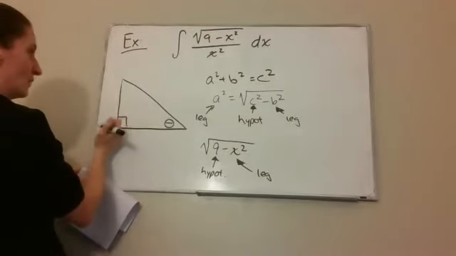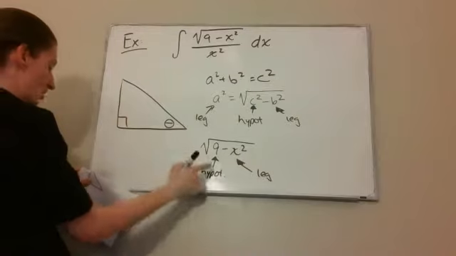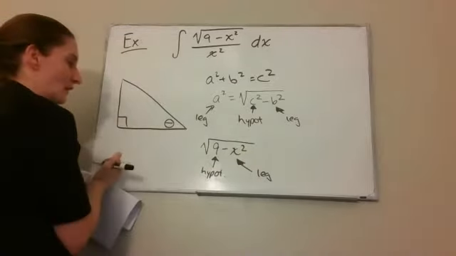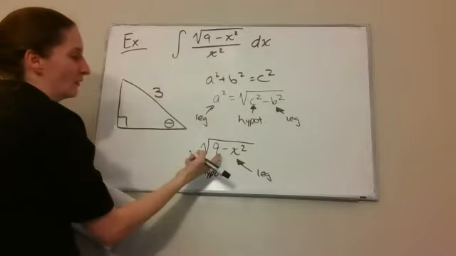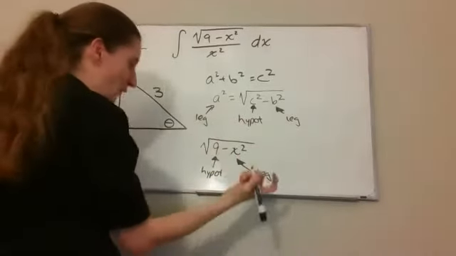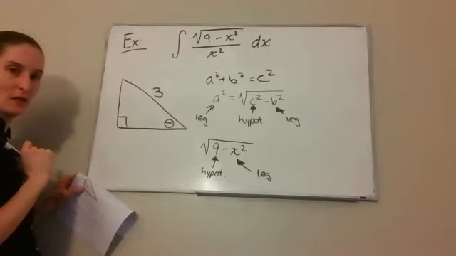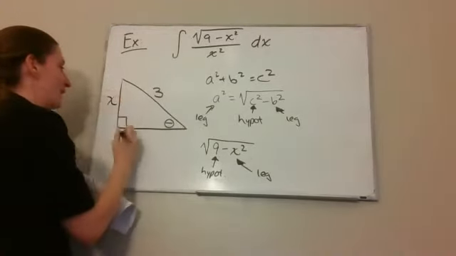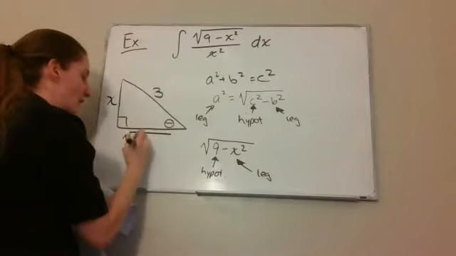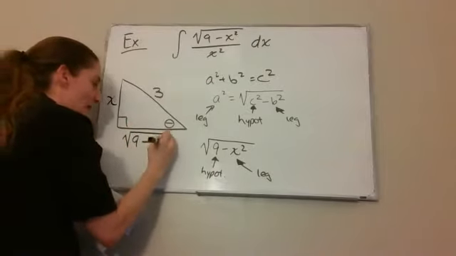So let me just put in all of our information. Since my hypotenuse squared is 3 squared, I know my hypotenuse is 3. I know one of my legs is going to be x, and my other leg is going to be the square root of 9 minus x squared.